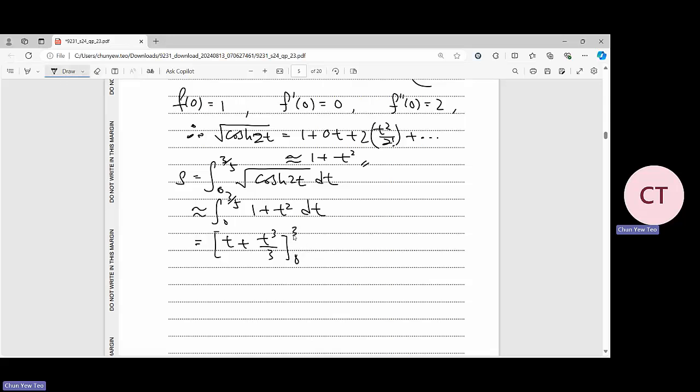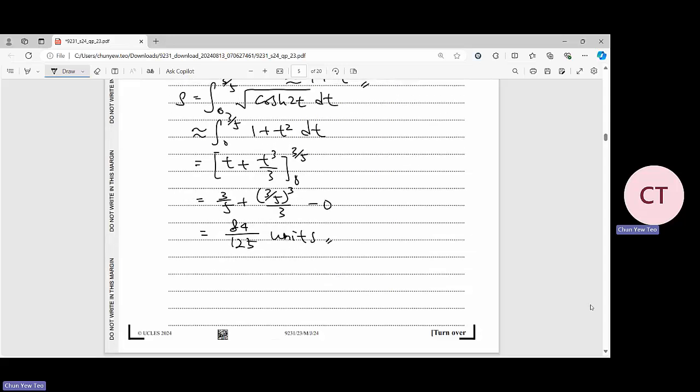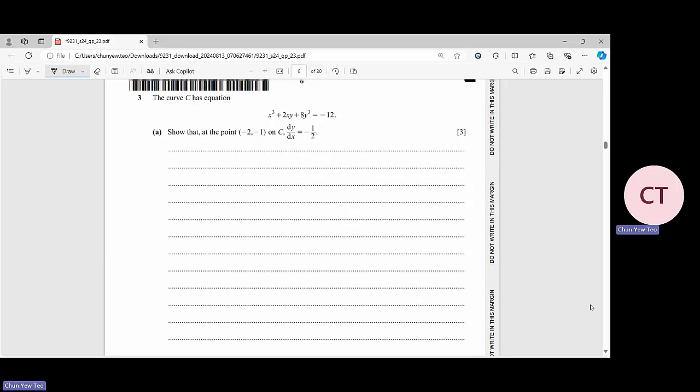So it's 0 to 3 over 5. Substitute 3 over 5 and 3 over 5 cubed over 3 minus 0. Okay, so if you press the calculator, you will get the answer as 84 over 125. Okay, no square. Okay, so this is the answer for the question number 2. Okay, then move on. We have question number 3.